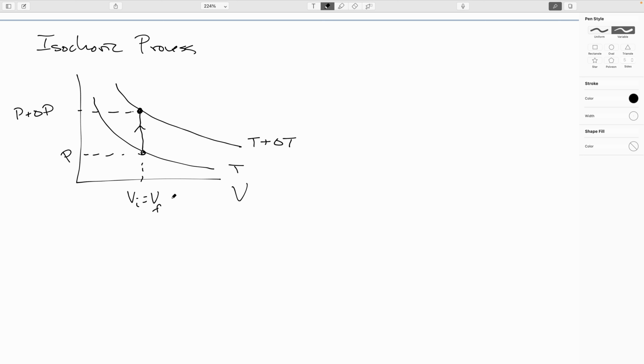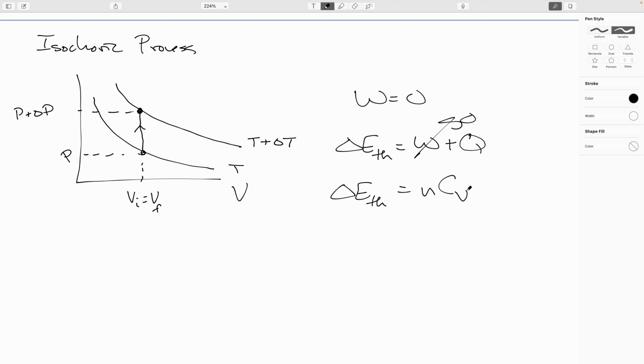Now, we remember that for isochoric processes, because the volume doesn't change, the work is equal to 0. And by the first law, delta E thermal equals the work plus the heat transfer. Well, if the work is 0, then delta E thermal just equals Q. Now, by definition of CV, delta E thermal is going to be equal to n CV delta T.